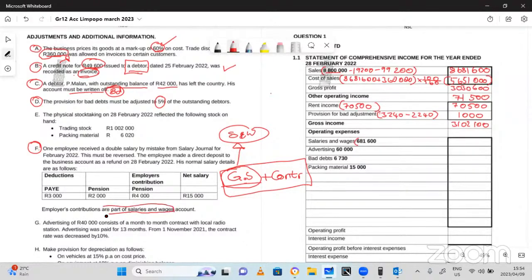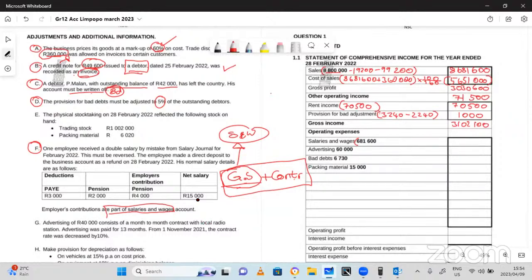So now they are telling us over here that they are adding them together. So they don't have a separate account for a contribution. Because at the end of the day, we are contributing because of this employee. So we must as well say, this is the total amount that we are taking out as a business on behalf of the salaries and wages.